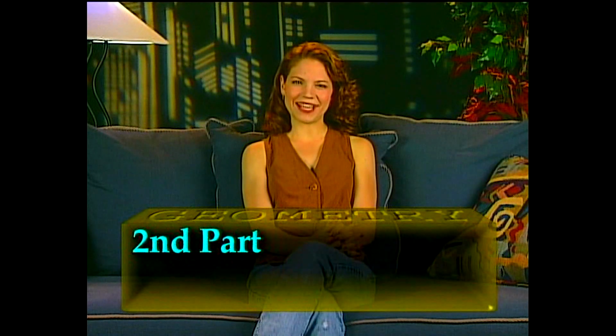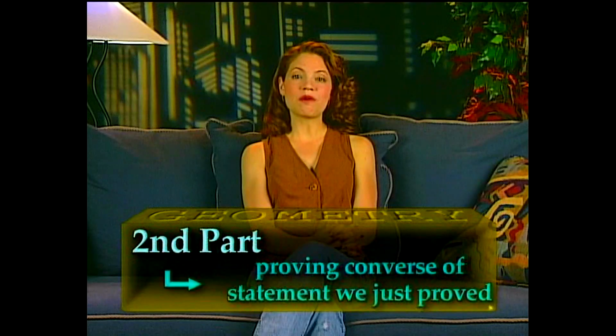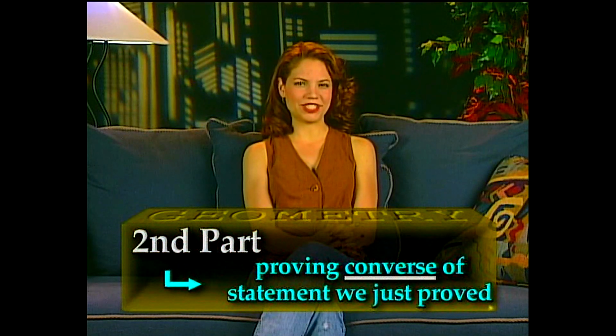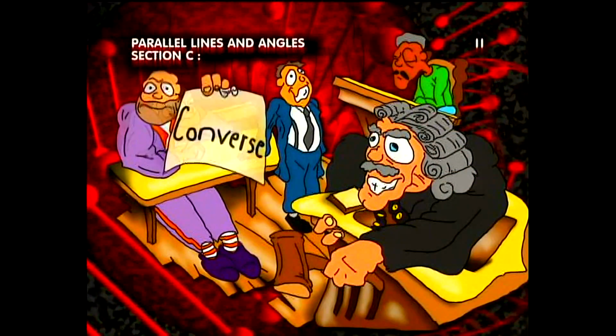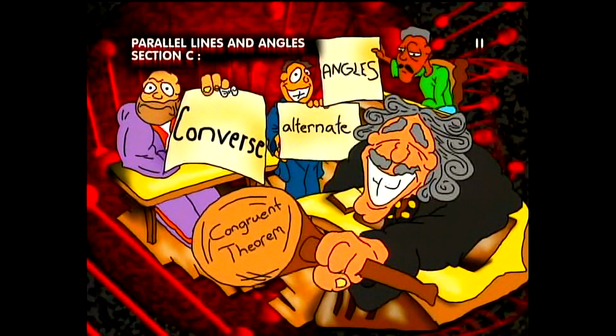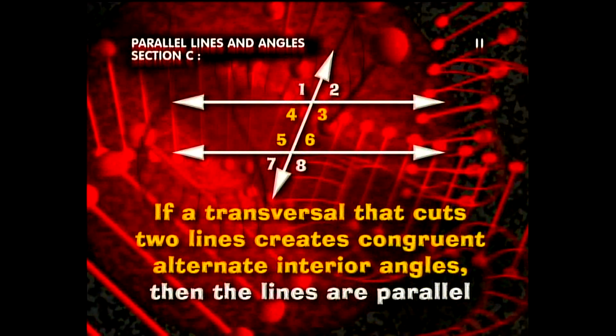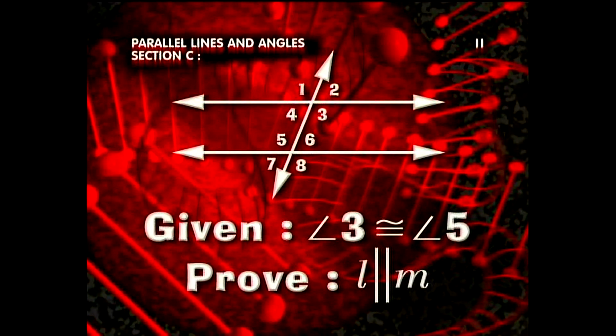Before we go on to the second part of our theorem, notice that we'll be proving the converse of the statement we just proved. And notice that as we prove this second part, we'll apply much of the same reasoning we just used. So we're going to prove the converse of the alternate angles are congruent theorem, which states that if a transversal cuts 2 lines and creates congruent alternate interior angles, then the lines are parallel. To prove our theorem, we're given that angle 3 is congruent to angle 5. We need to prove that lines L and M are parallel.